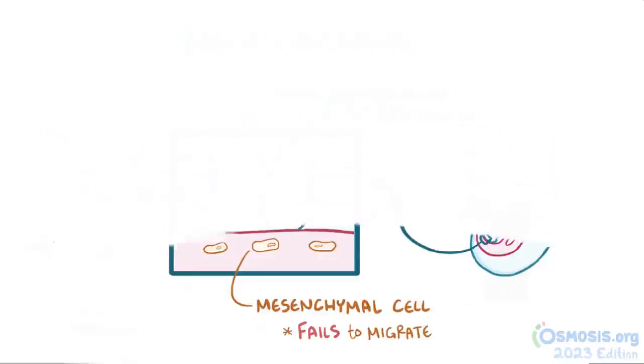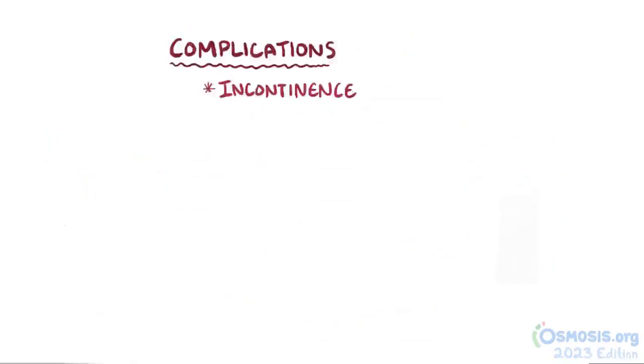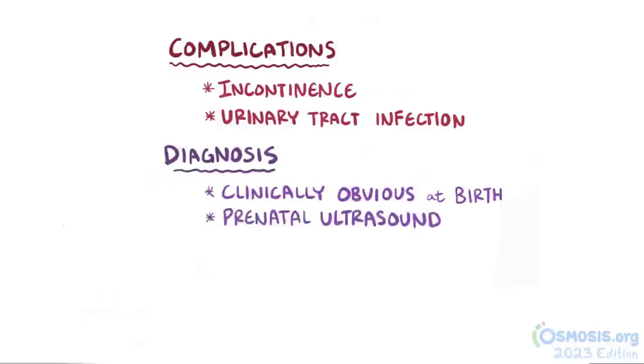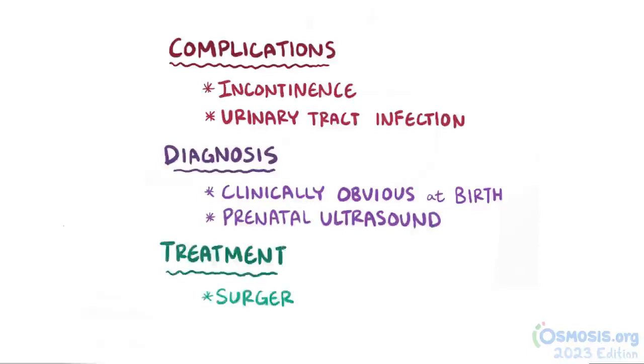Having a bladder and urethra exposed to the outside environment can lead to complications, like incontinence, as well as an increased risk of urinary tract infections. As far as diagnosis goes, the defect's clinically obvious when a baby's born, but it can also be diagnosed earlier on a prenatal ultrasound. Generally, within the first few weeks of life, the bladder and urethral defect are surgically closed, but sometimes staged surgeries are needed over months or even years.